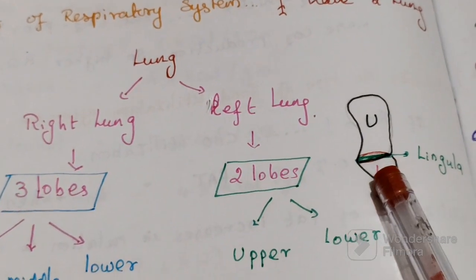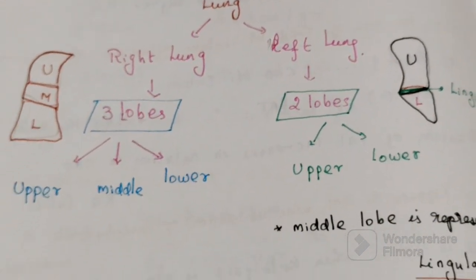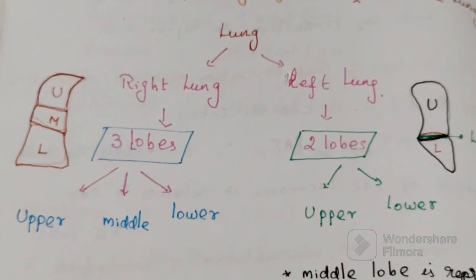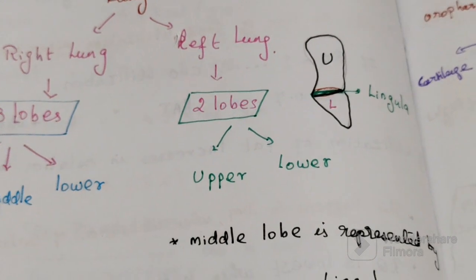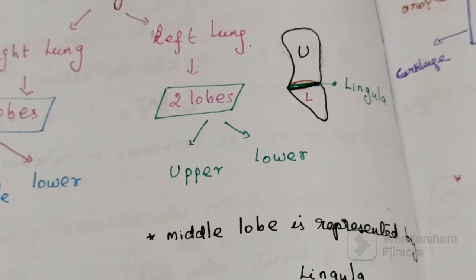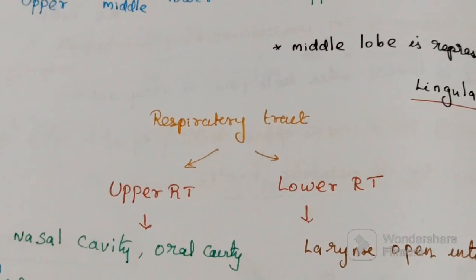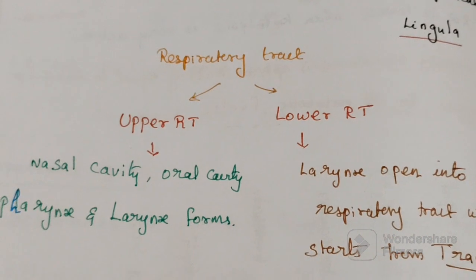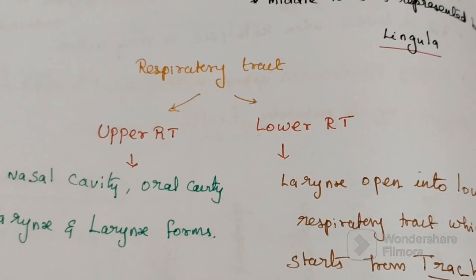It doesn't have a middle lobe. The middle lobe is represented by the lingula. So the right lung has three lobes, upper, middle, lower, and the left has two lobes only, upper and lower. The middle part is represented by the lingula. Then the respiratory system is divided into two types, upper respiratory system and lower respiratory system.